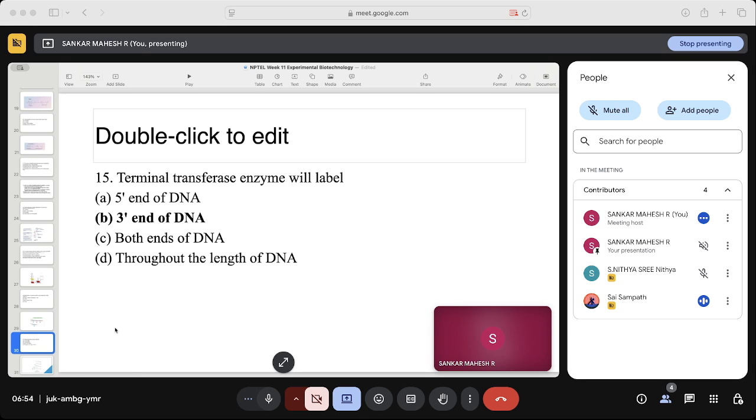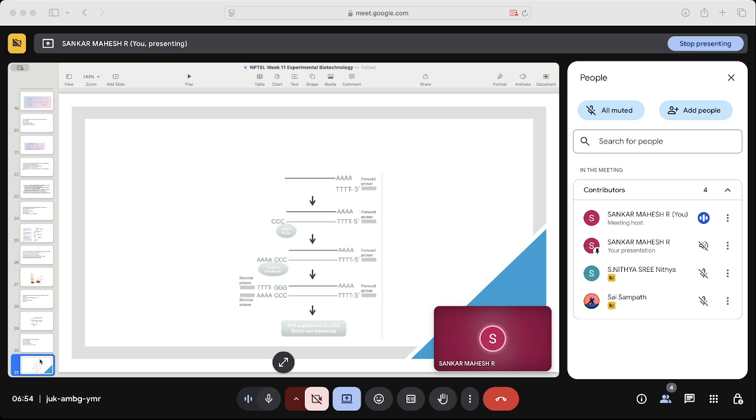So terminal transferase is template independent. It doesn't require any template to add the nucleotide. Okay, template or primer? Template, sir. I think template, sir. Right. So for any particular template, it will still be able to add it. That's what you mean, right?